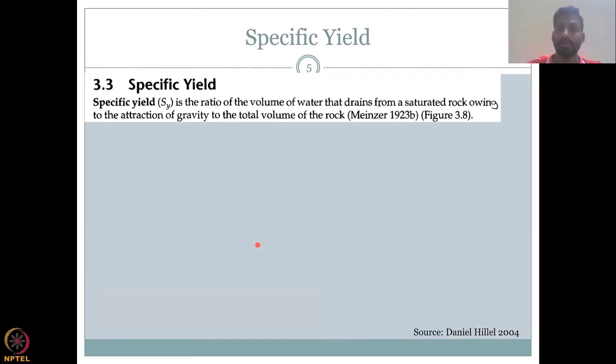So moving on from porosity, now we move to the other property in groundwater hydrology, which is very, very important. It is called the specific yield. Let's define specific yield. It is defined as the ratio of the volume of water that can be drained from a saturated rock, again, a fully saturated rock, how much water can be drained by the attraction of gravity, because gravity is taking the water, to the total volume of the rock.